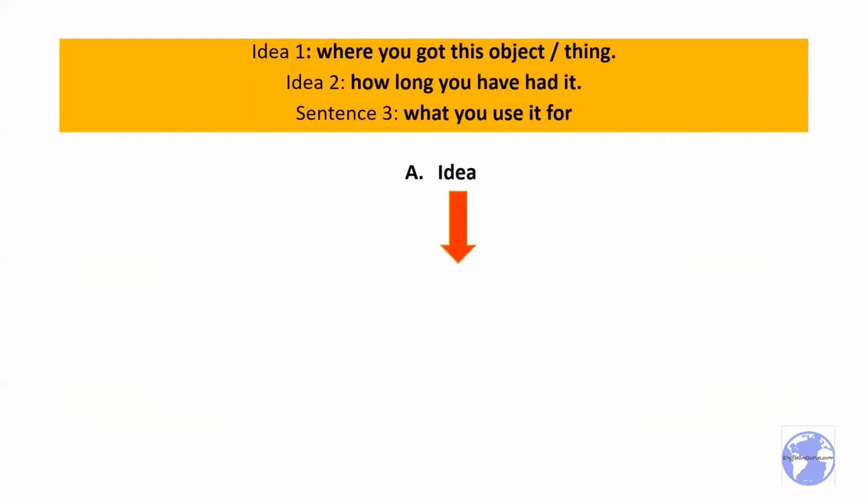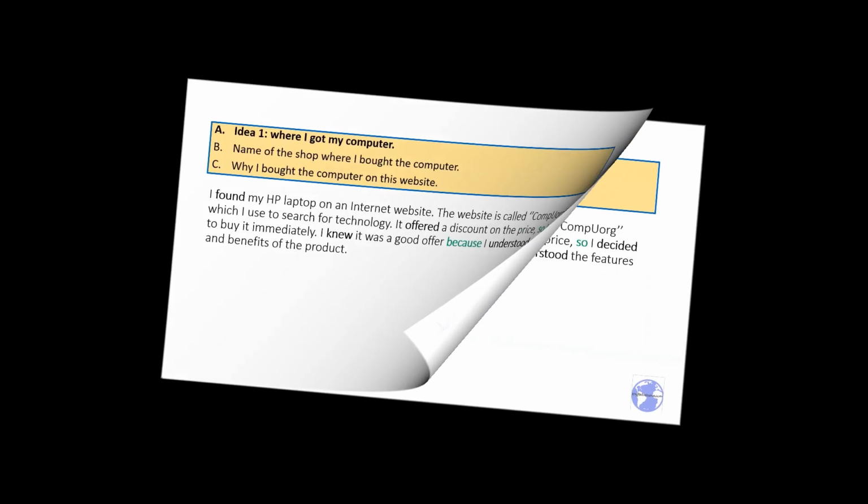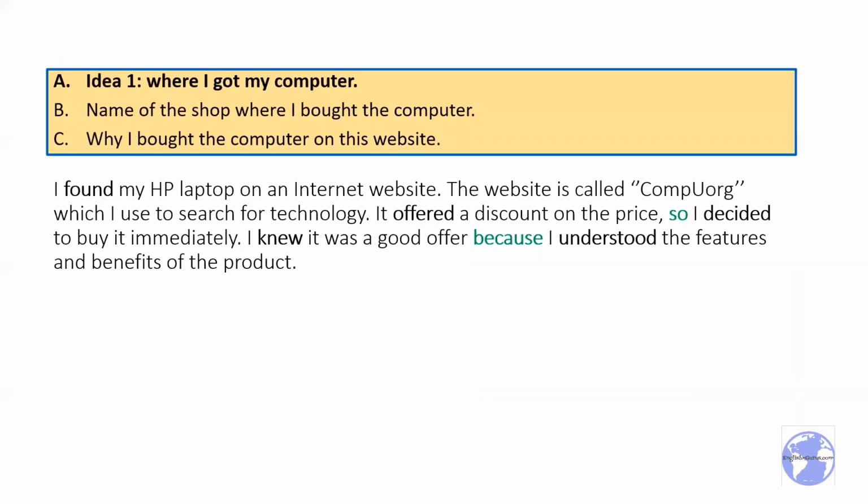So in idea 1, you have your main idea, your supporting sentence, and an example. So for each point, an idea, supporting sentence, example. So a 3-point plan for each idea. So idea 1, where I got my computer, the name of the shop, and why I bought the computer on this particular website.